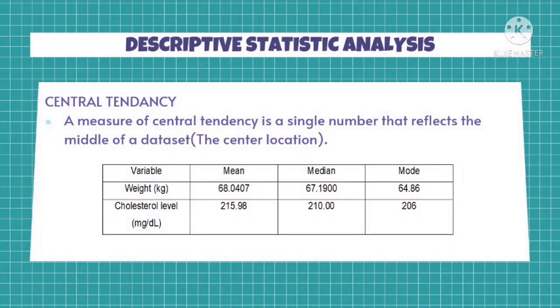A measure of central tendency is a single number that reflects the middle of a dataset, and we can know that the average weight is 68.0407 kg, while the average for cholesterol is 215.98 mg/dl. The median for variable weight is 67.1900 kg, and for cholesterol is 210 mg/dl. The majority of the people have weight and cholesterol level of 64.86 kg and 206 mg/dl respectively.